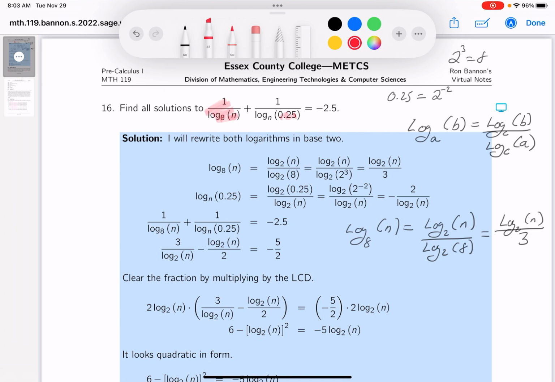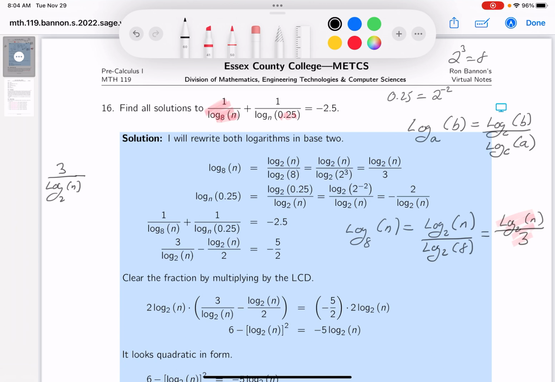Someone says, I wonder what that term is. It's just a reciprocal of this thing over here. I'm going to write that down now for you. So the first term is just simply 3 over log base 2 of n. I want to go to the next term.